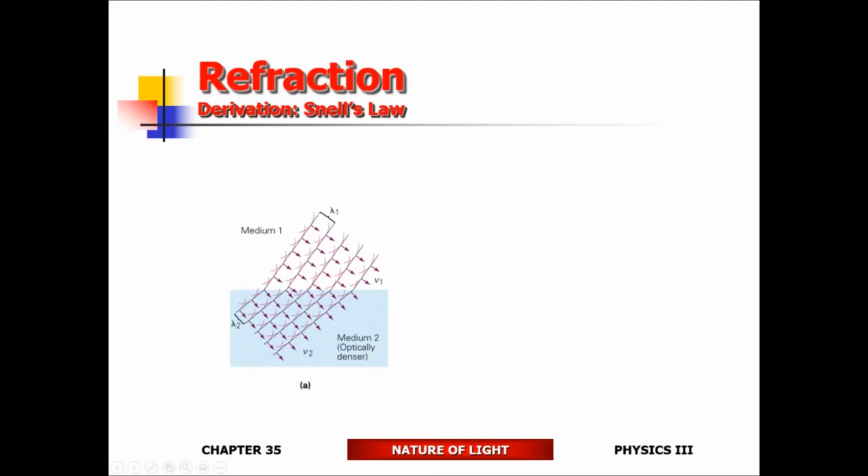So what's happening is the wavefront, the distance between the wavefronts will be the wavelength. And then the light is going to slow down. So the wavefront is going to hit the medium. As soon as it hits the medium, it's going to slow down. The next one is going to slow down. The next one is going to slow down. And as a result, the distance between the wavefronts is going to get shorter. What that means is the wavelength is going to get shorter.